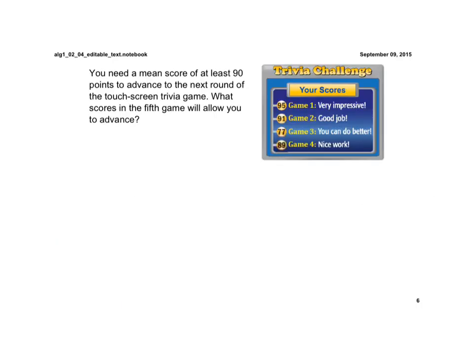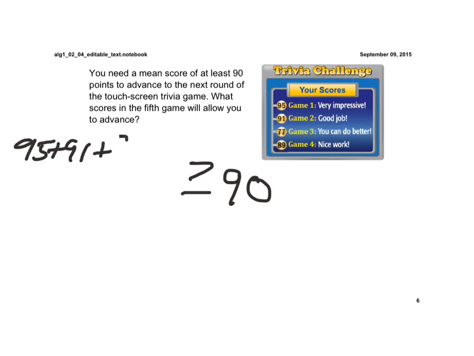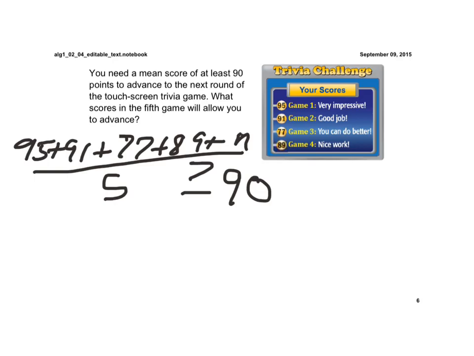All right, now applying this to a word problem. It says you need a mean score of at least 90 points to advance to the next round of the touchscreen trivia game. What scores in the 5th game will allow you to advance? So we have to be at least, so that's greater than or equal to, a 90. But we have scores of 95, 91, 77, 89, plus our 5th game, which we're going to call x, all divided by 5, that must be greater than or equal to 90.